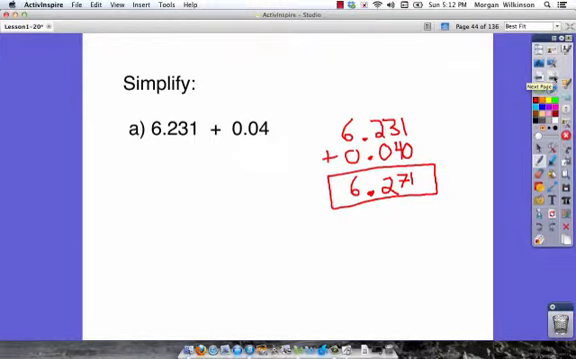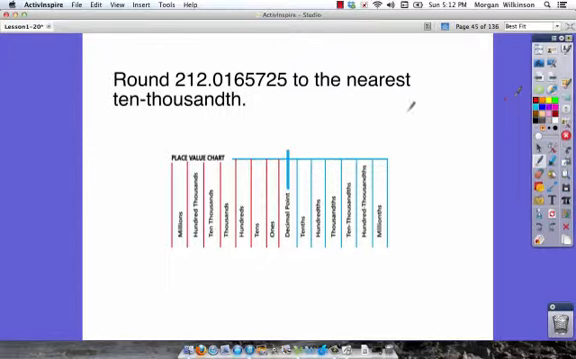Let's look at our next problem. Our next problem is to round 212.0165725 to the nearest ten-thousandth. Let's use this place value chart to write this number out. So we've got 212 and we've got a 0, 165, 725. That falls outside of our place value chart, but this must be the ten-millionths place. I'm going to put 10M for an abbreviation.